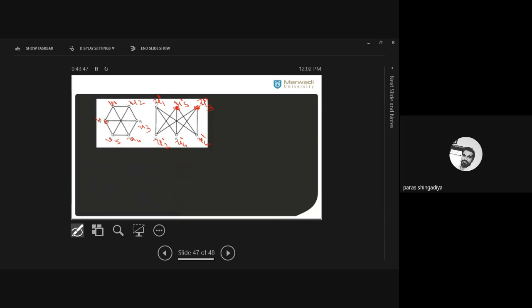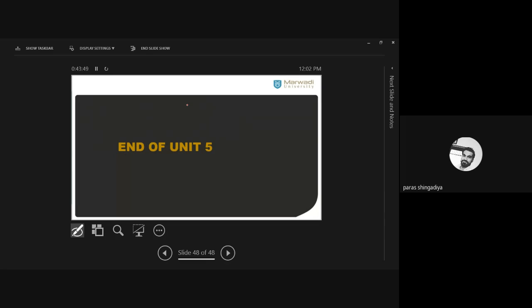Clear? And we'll add some more graphs. In the assignment, we'll practice some more graphs related to the isomorphism concept. There are 6 to 7 graph pairs in the assignment. Clear? So we'll practice this one also. Is there any confusion in any of the topics of this unit?